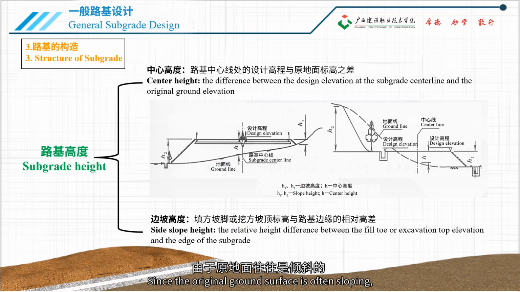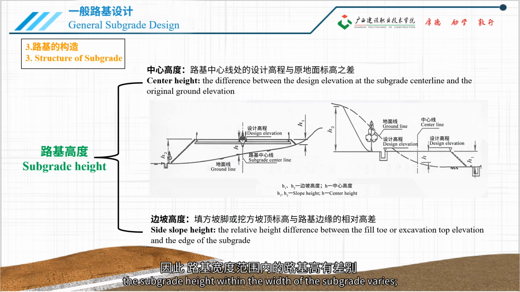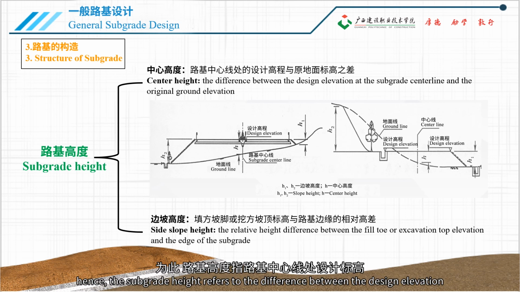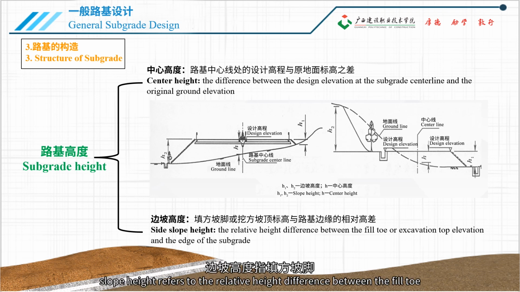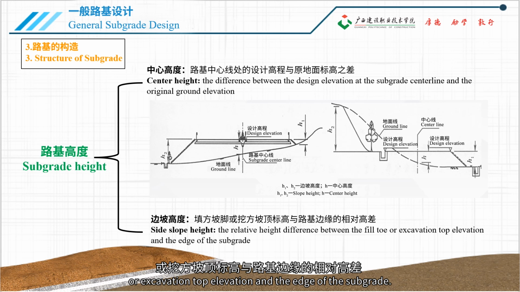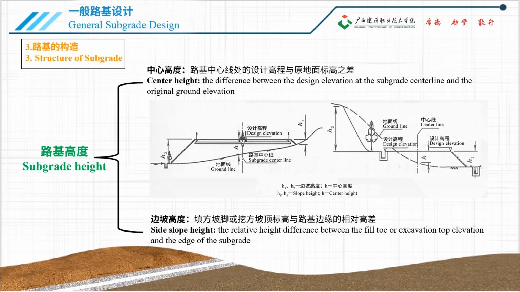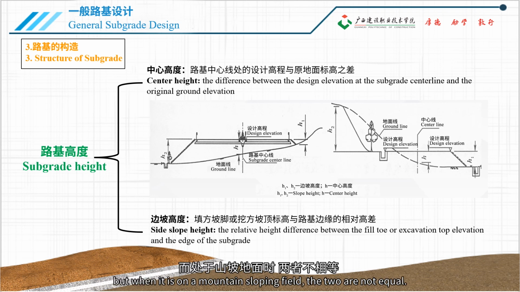Since the original ground surface is often sloping, the subgrade height within the width of the subgrade varies. Hence, the subgrade height refers to the difference between the design elevation at the subgrade centerline and the original ground elevation. Slope height refers to the relative height difference between the fill toe or excavation top elevation and the edge of the subgrade. When the original ground surface is flat, the slope height on both sides of the subgrade is equal, but when it is on a mountain sloping field, the two are not equal.